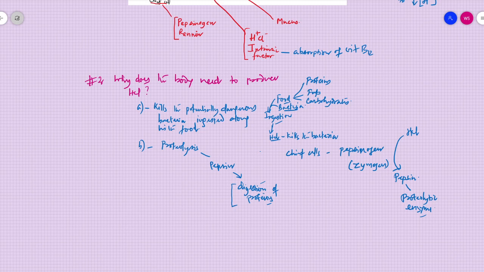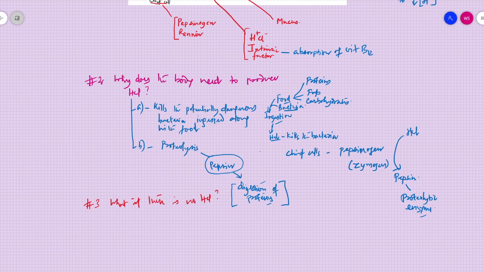So in the grand scheme of things, the majority of the protein digestion takes place in the small intestine, but it begins in the stomach. The stomach is not the main area where proteins are digested, but the process begins there. Which would make us think, what would happen if there is no HCl? What if there is no HCl?